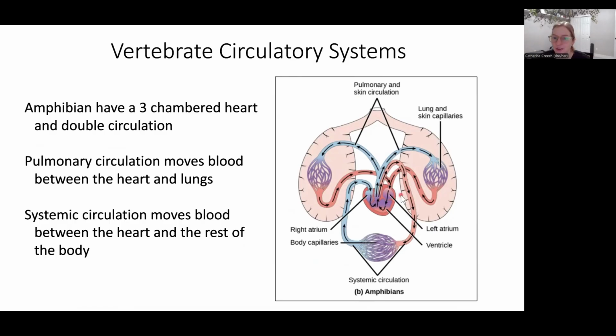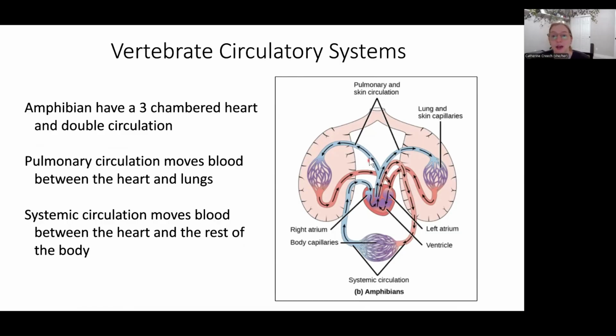The atria are on the top. So there's 2 of them, but there's only 1 ventricle. So those are your 3 chambers. Oxygen poor blood is going to come into the heart, atria first, then the ventricle. The ventricle is going to squeeze and it's going to pump blood into 2 paths.